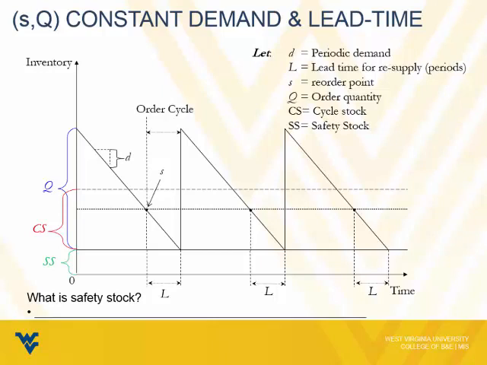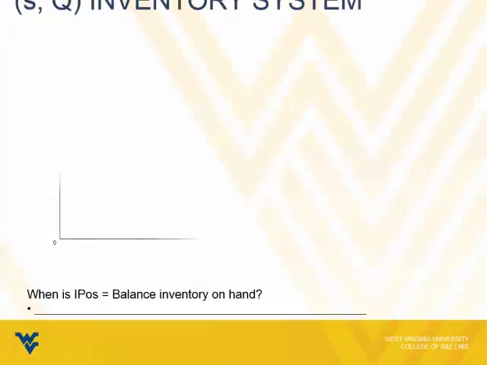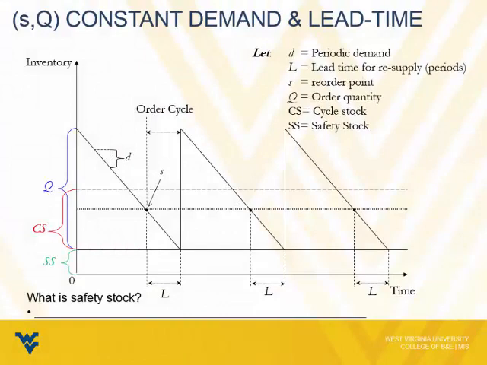So as we saw, the lead time is the same, and in this case your order cycle is always going to be constant, L periods. So what happens when you have, let's go back here. In this case, what would be the optimal safety stock that you want to keep on hand when you have constant demand and constant lead time? What is the optimal safety stock that you can keep on hand?